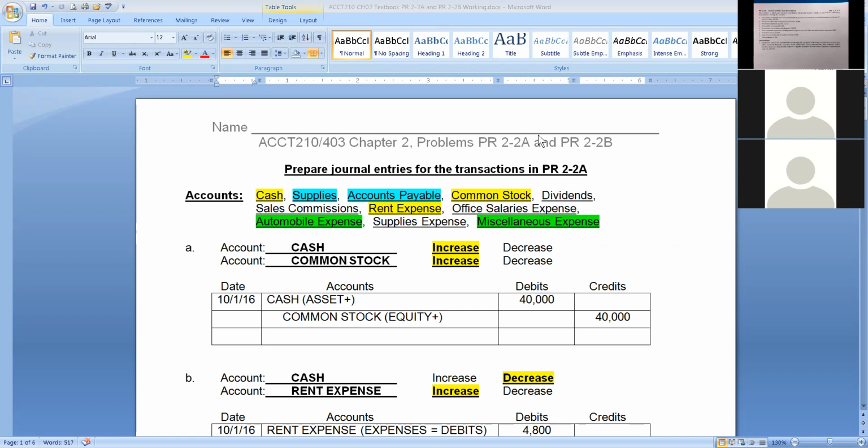The grade should be posted if you turn them in on Blackboard, unless there's a problem with the grades. Yeah, mine hasn't posted. Let me take a look and see what yours is. I'll email you. Okay, sounds good.